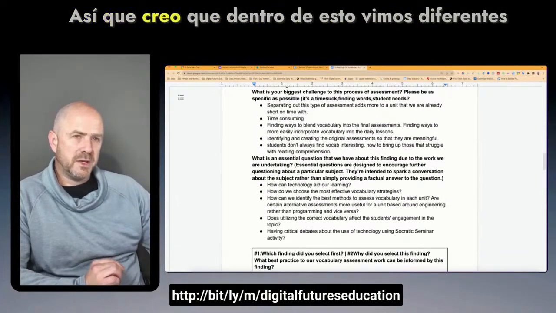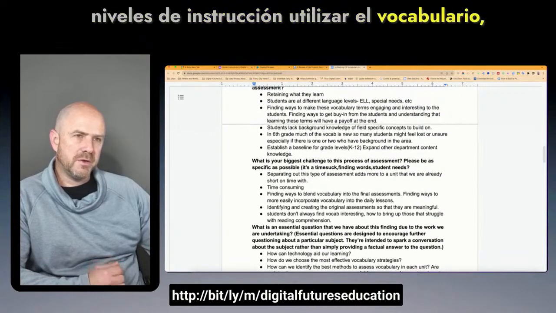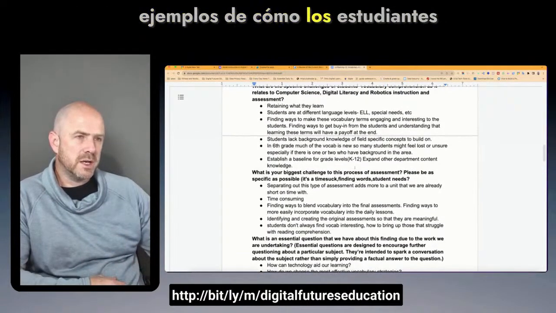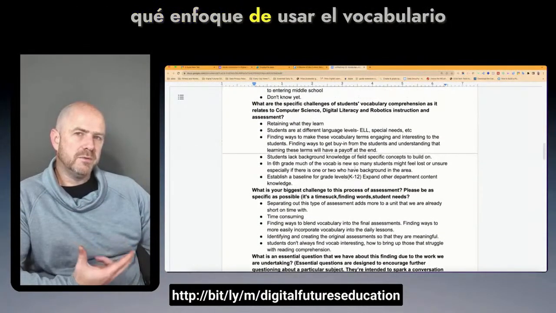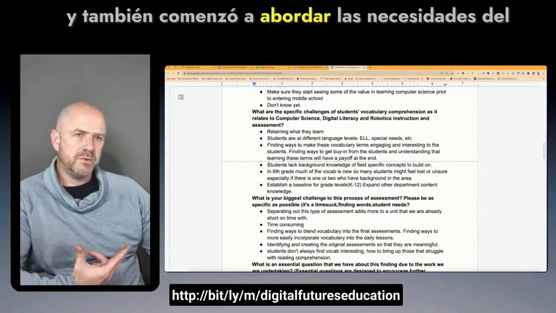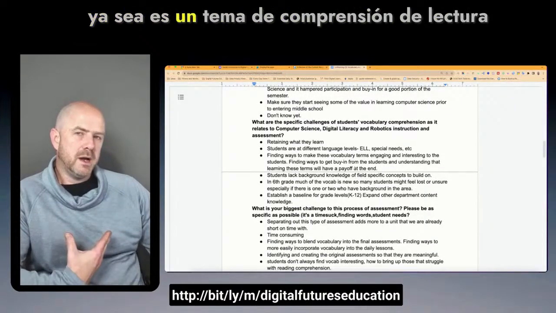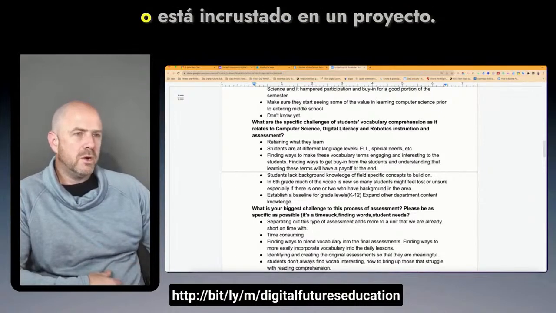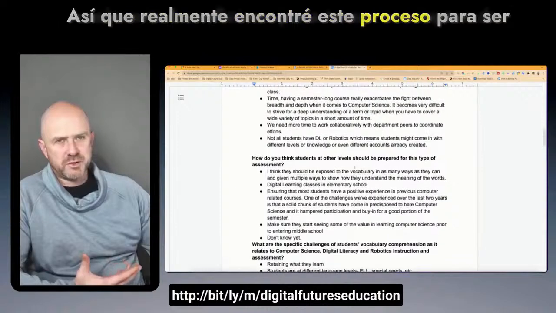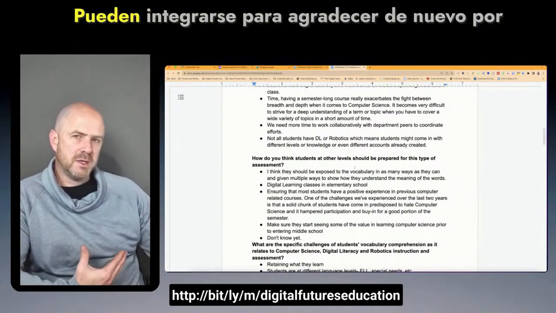So I think within this, we saw different levels of instruction utilizing the vocabulary, from introducing the concept to providing examples for how the students are learning the concept, what the focus of using the vocabulary would be in instruction, and also began to address student needs related to understanding the vocabulary, whether it's a reading comprehension topic or is it embedded within a project. So I really found this process to be really beneficial towards taking tiered vocabulary concepts and starting to think about how they can be integrated.